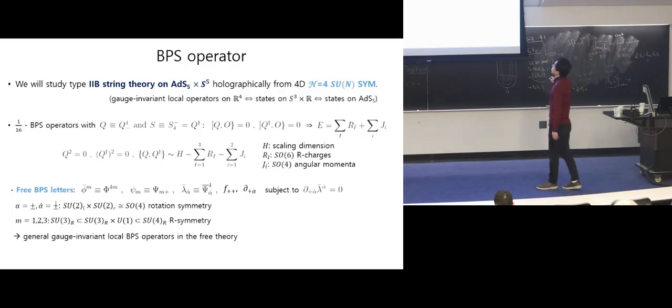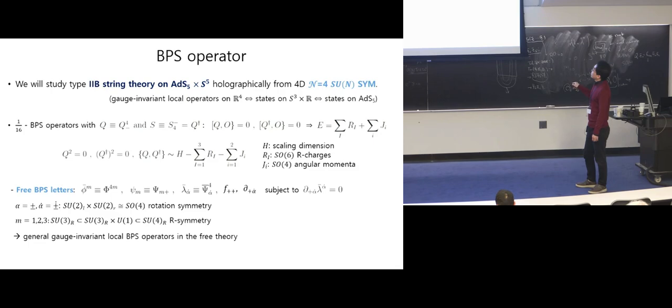So we'll study type IIB string theory on AdS5 times S5 holographically from fortuity in N=4 super Yang-Mills. The setup is already explained by various talks today, so I will just very briefly explain my setup, but please interrupt me anytime if you have any confusion. So we will study the 1/16 BPS operators, which are annihilated by one Poincare supercharge and its Hermitian conjugate, the conformal supercharge.